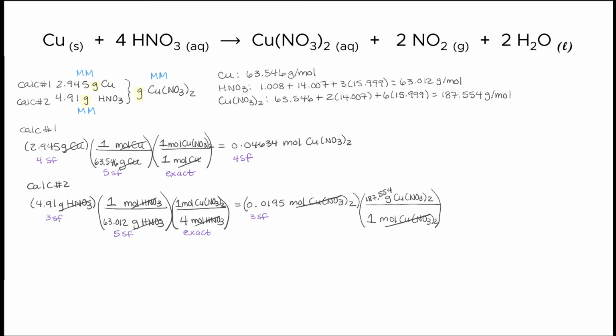We'll cancel the units and then check our sig figs. We have 3 sig figs in the original value, the 0.0195. 6 sig figs in the molar mass, so our final result will be rounded to 3 sig figs. When we do the math, 0.0195 times 187.554, we get 3.66 grams of copper 2 nitrate, and that is our theoretical yield in units of grams.